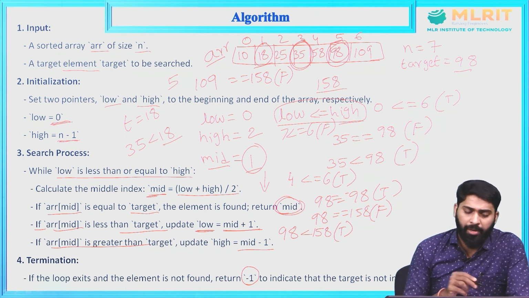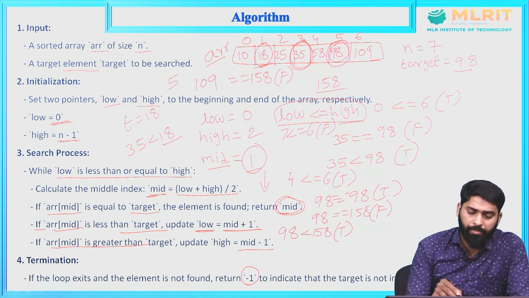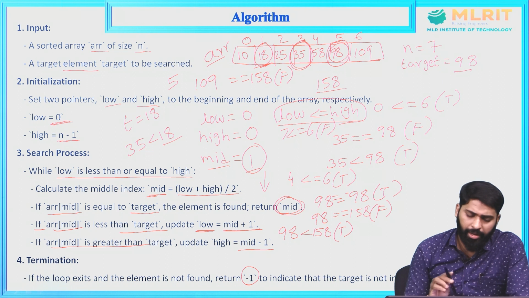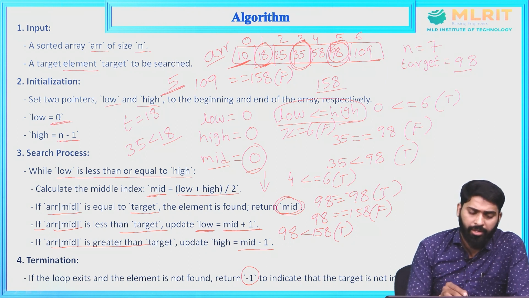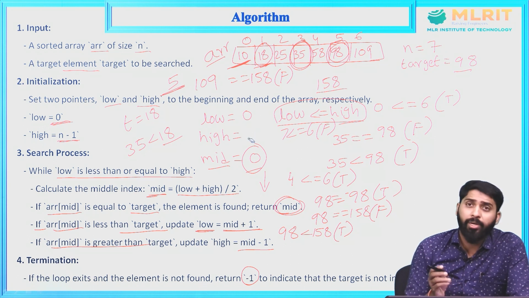then what happened? Again we are going to find low and high. Now in this case high becomes mid minus 1. 1 minus 1, 0. So mid equals to again, 0 plus 0, 0 by 2, that is 0. And A of mid 10 is greater than target. So again update high with mid minus 1. 0 minus 1 means minus 1.